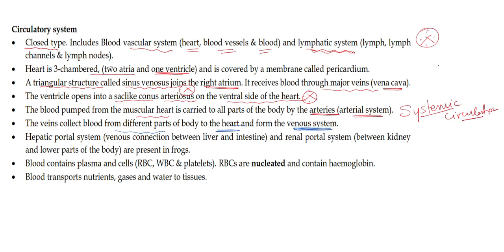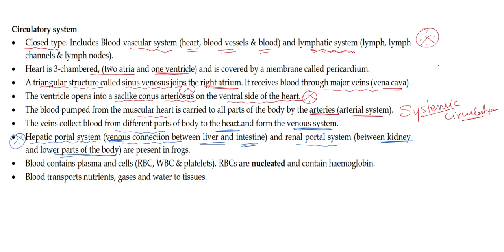Then the hepatic portal system. This is very important again. Already we saw a question here. The venous connection between liver and intestine is a venous connection. Remember, not arterial, it is a venous connection. Then the renal portal system, between the kidney and the lower part of the body, is found in frogs.